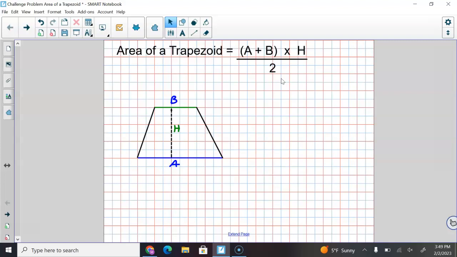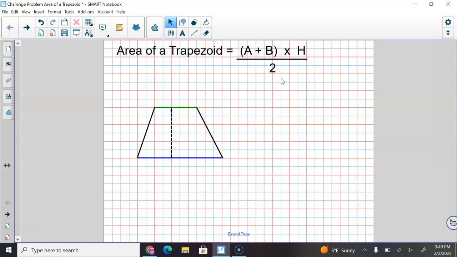Okay. All right. Welcome back. So I'm going to get some of these things out of the way really quickly. All right. So the first thing we need to do is add A and B. So I'm going to show you what that actually means.